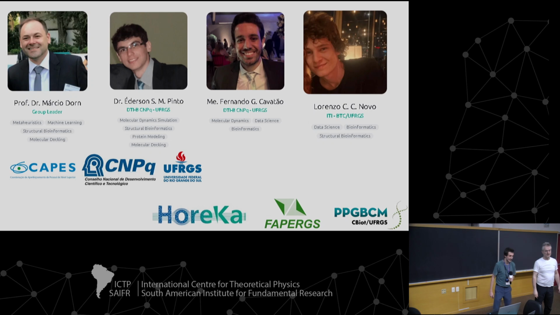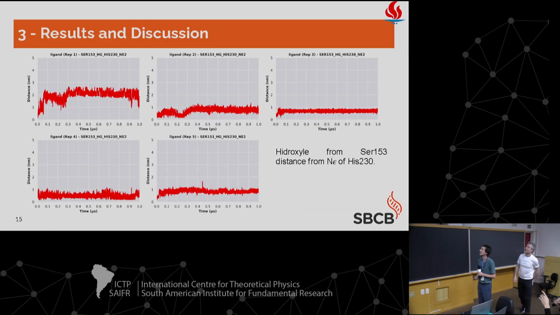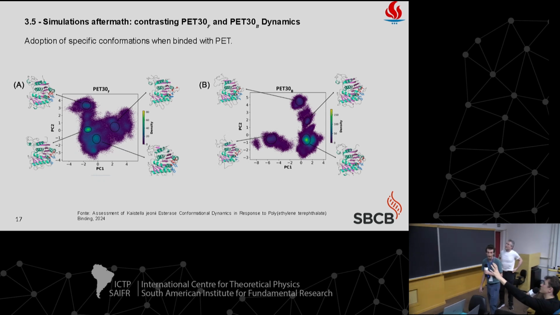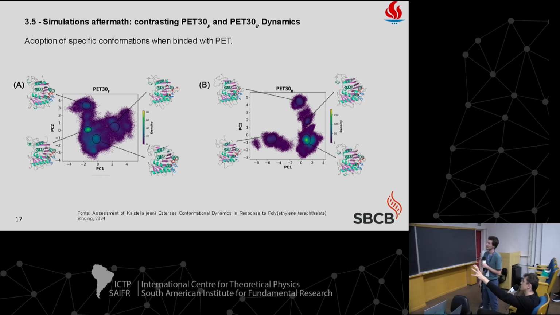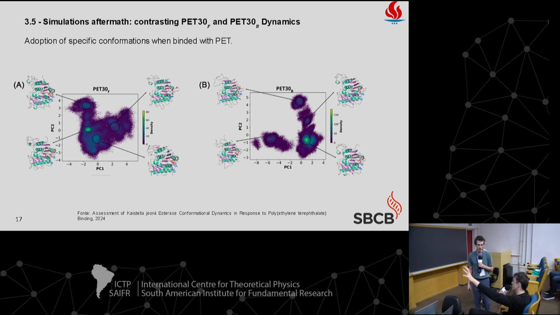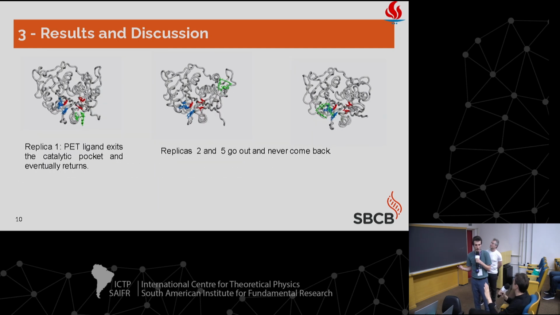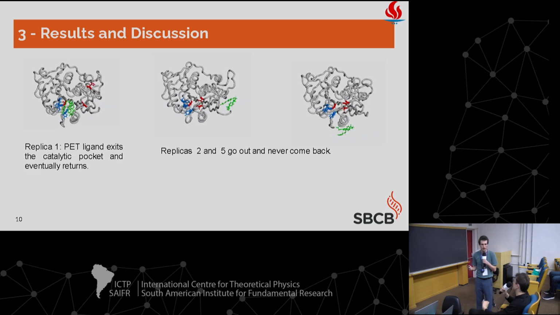Can you go back to the slide with the PCAs? The last one. The left one is without the binder, so it's not bound, and this one is bound. It's all the replicas together. Even the ones that were not bound, we just overlapped everything. Okay.